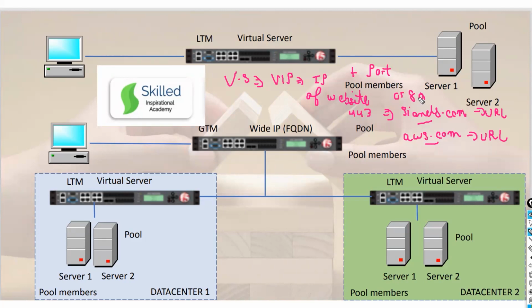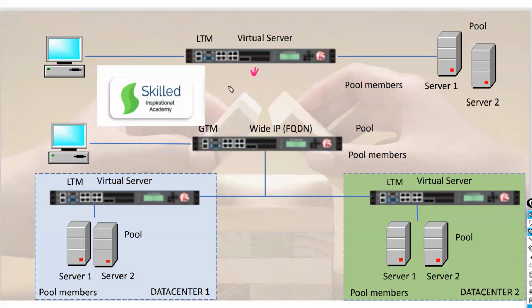So when I say cnets.com, abc.com, that is called a URL. And that URL in F5 is called your virtual server. So a virtual server represents the IP address of your website plus the port number.